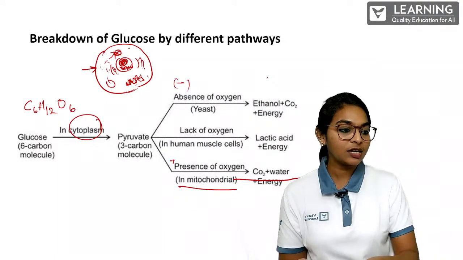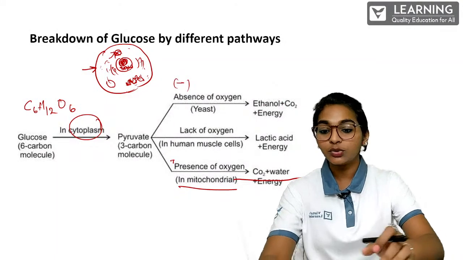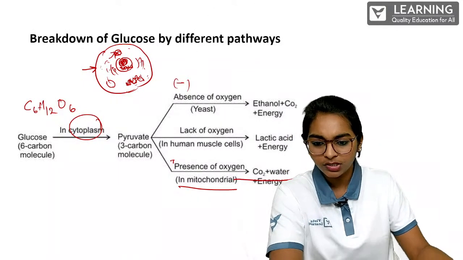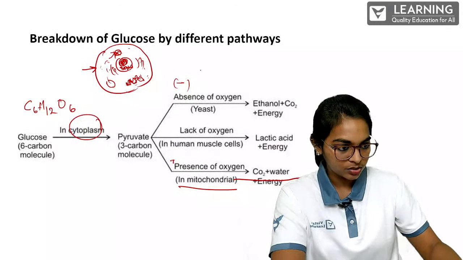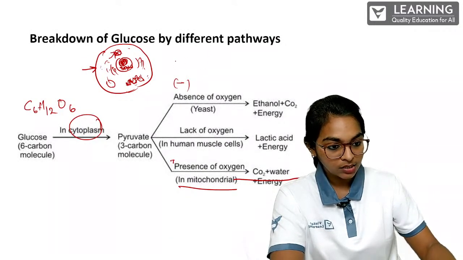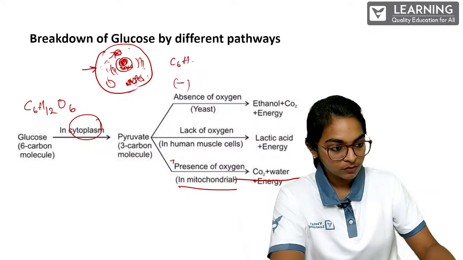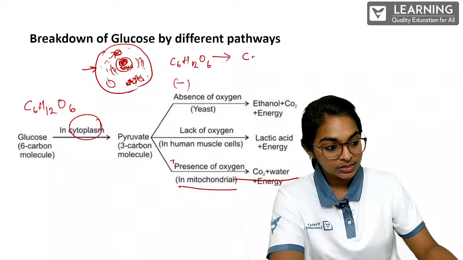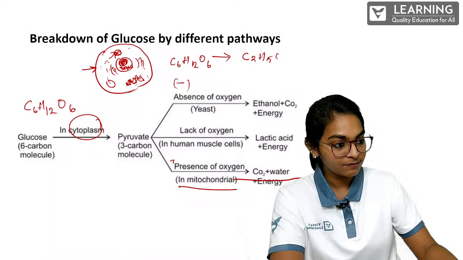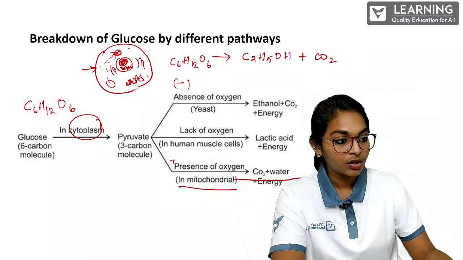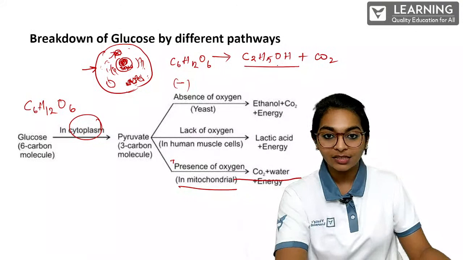Is it clear? So here I would like to write some of the equations, so you also quickly make a note. I guess this equation is not given in your book. Your teachers might have taught you, and I'm also here to teach you. Okay. So now in the absence of oxygen, let's say C6H12O6 gives ethanol, whose formula I'm writing: C2H5OH, plus carbon dioxide. Simple. Carbon dioxide, you know. So this is the formula for ethanol.